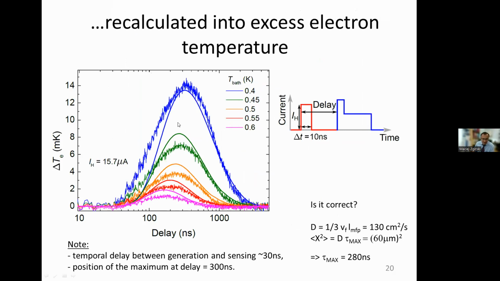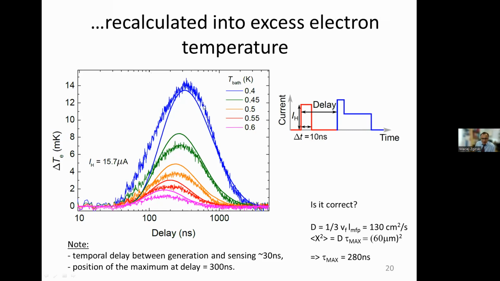So you will see here that we have many such diffusive profiles measured at different temperatures. As we increase temperature, the diffusive profiles become smaller and smaller, and this is due to the fact that electrons diffusing towards the detector are annihilated on the way. They emit phonons, and electron-phonon coupling is more pronounced at higher temperatures. So we expect that at higher temperatures, the quasiparticles should be annihilated more efficiently, so they don't arrive at the detector.